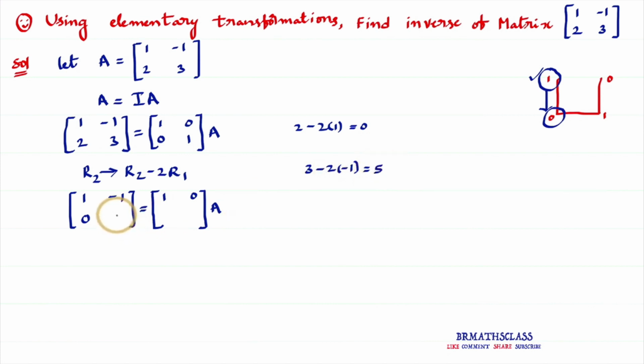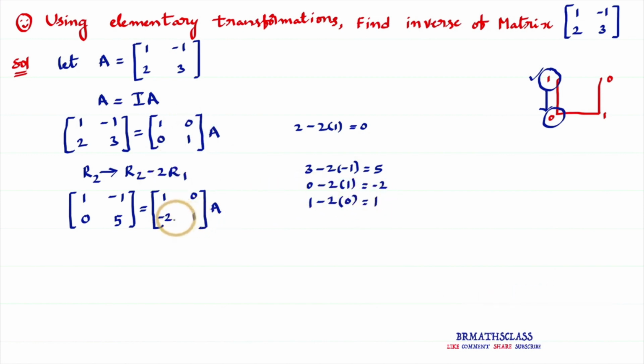So what you will get here? You will get 5. Okay, good. Now here also you need to complete R2, you need to apply this operation. R2 is 0 minus 2 times R1. R1 is what? 1. So what you will get? This is nothing but minus 2. So you write minus 2, right? Now R2 means 1 minus 2 times R1. R1 is 0. This is nothing but 1.